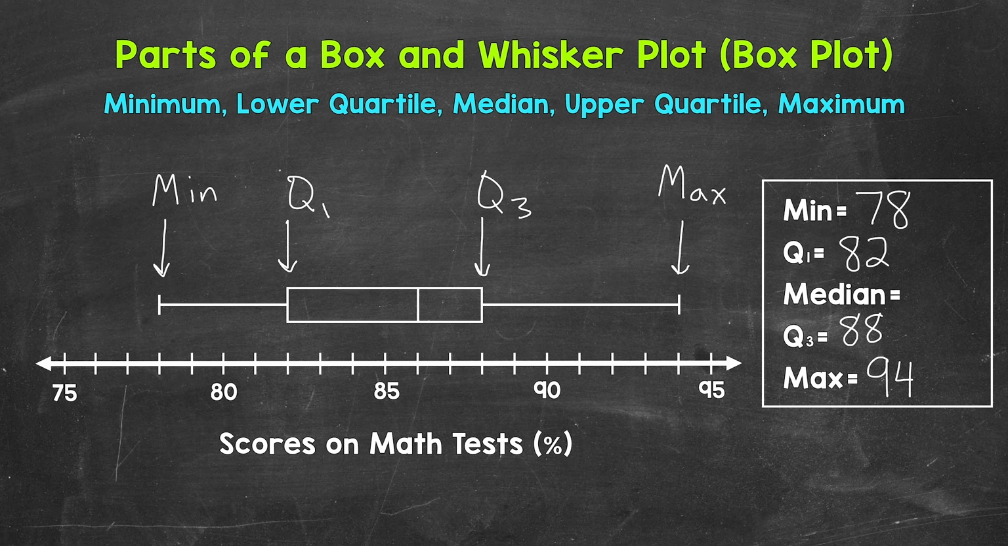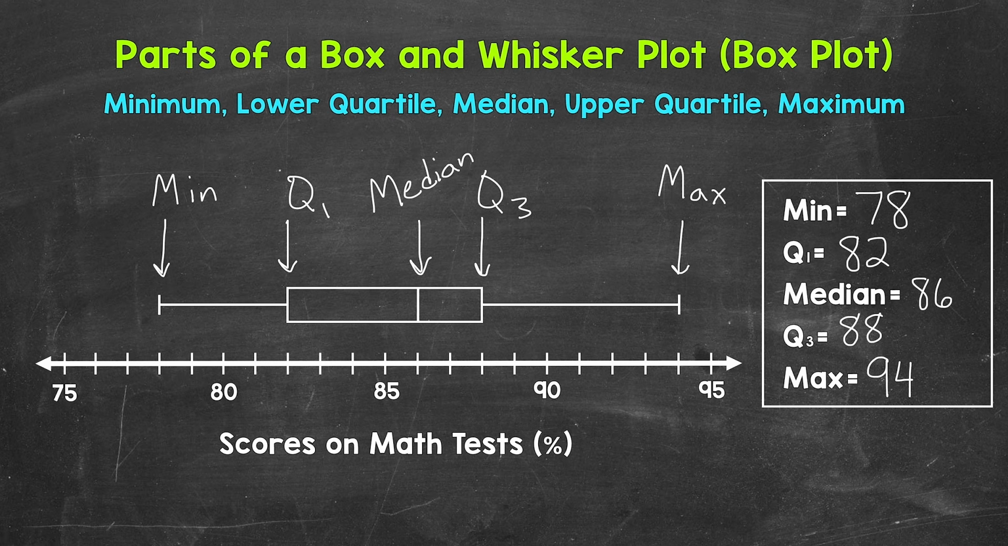And then lastly, let's look inside the box, inside the rectangle. This line right here represents the median. Now, the median is also called the second quartile. This is the 50% or halfway mark within the data, the 50th percentile. The median in this example is 86.